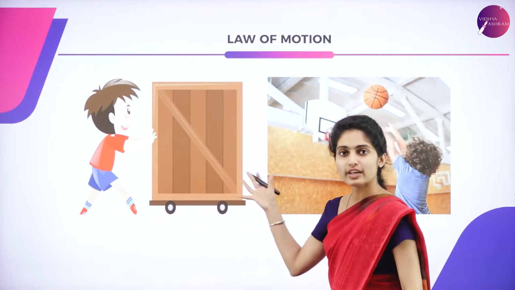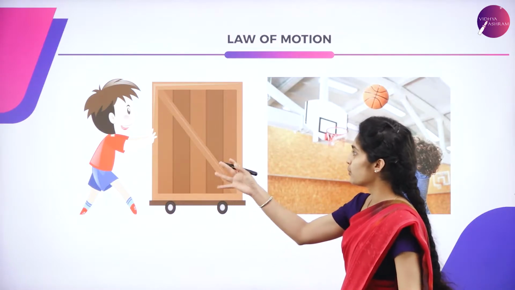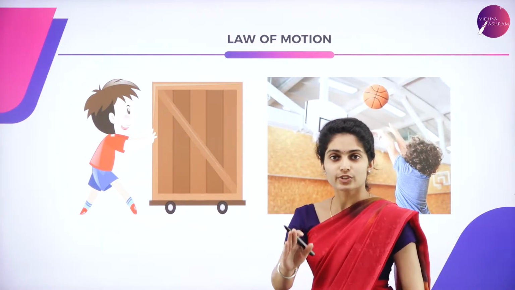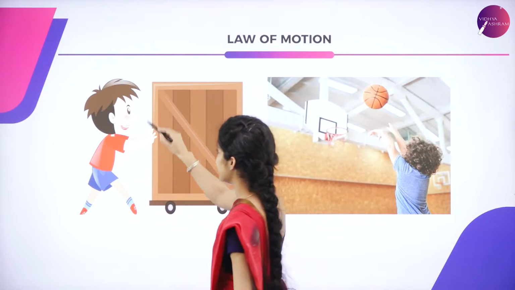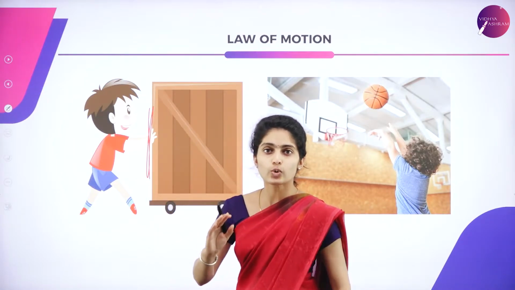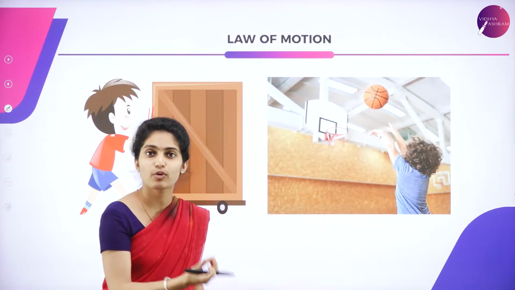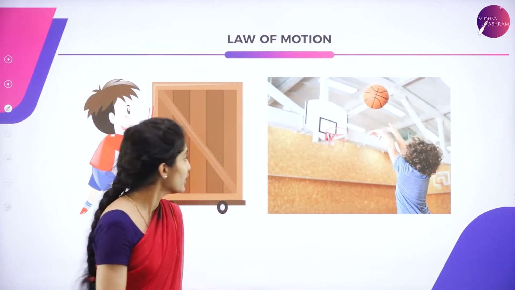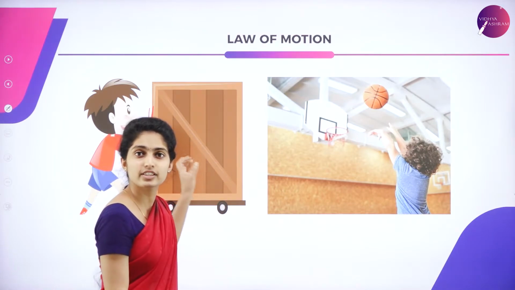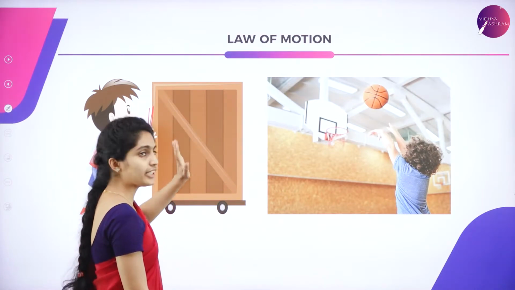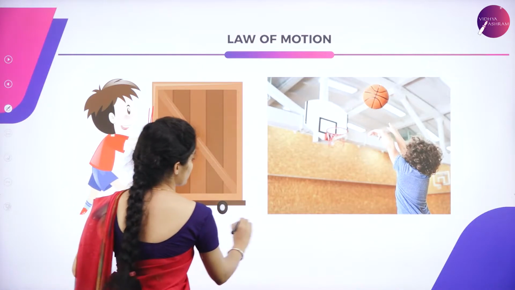Similarly, you have two other images wherein a boy is pushing an object. So there is an external agency. He is an external agent who is pushing the object. So he is exerting a force, and that force is nothing but the external force which is acting on a body so that it undergoes motion.